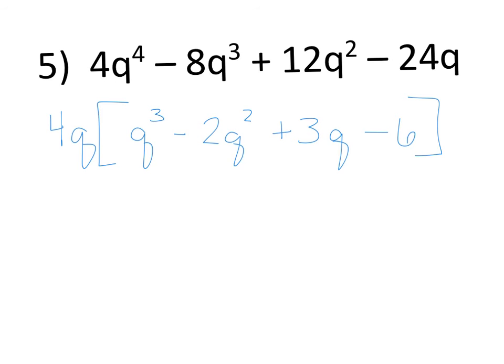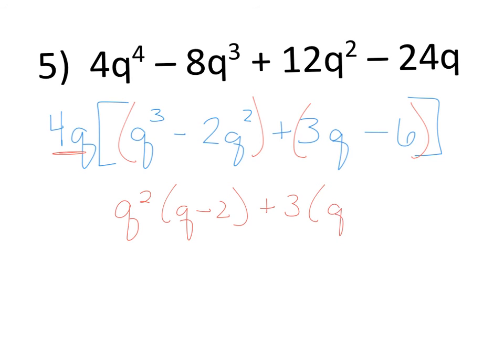Now our next step, we still go to group. Okay, we're just grouping what's inside the brackets here. We don't worry about this 4Q for right now. Okay, so now I'm looking at this guy and figuring out what GCF can I pull here. Well, I would pull a Q squared, and that would give me a Q minus 2 left over. On the second guy here, I'm going to pull out a 3 and get Q minus 2.